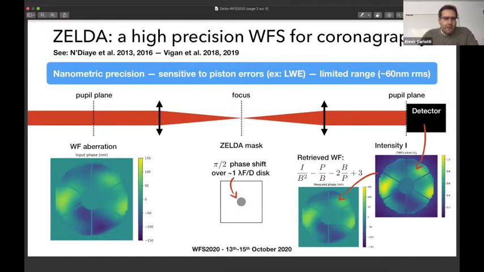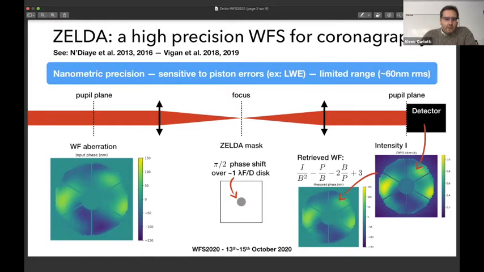It has been exhaustively tested in the laboratory and on sky in VLT/SPHERE. It was key to identify and characterize the low wind effect, as was said in the previous talk. And it's a great sensor for coronagraphy since it has very high precision, down to the nanometer. It works by using a phase shifting mask that is located in a focal plane.